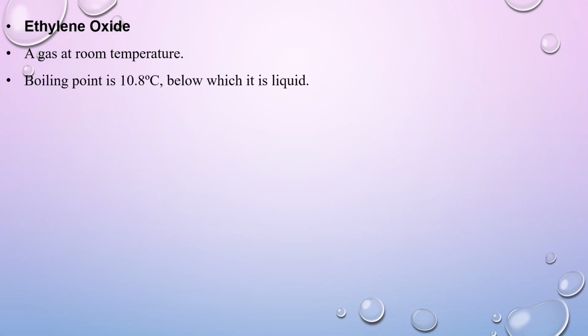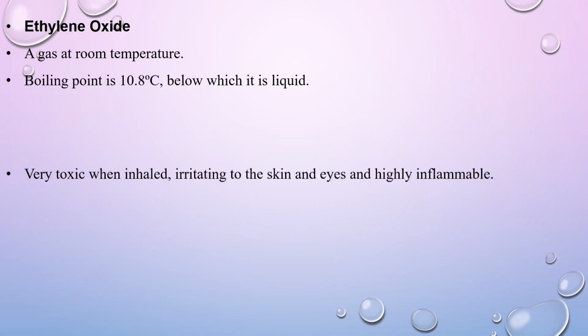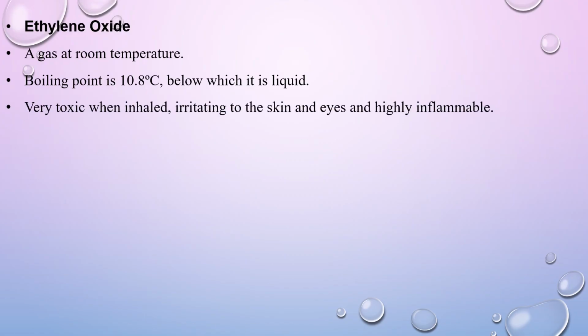The next gaseous agent is ethylene oxide. The compound ethylene oxide is a gas at room temperature. Its boiling point is 10.8 degrees Celsius, below which it is a liquid. In its pure form, it is very toxic when inhaled, irritating to the skin and eyes and highly inflammable. Hence, for commercial use, it is mixed with carbon dioxide or freon.